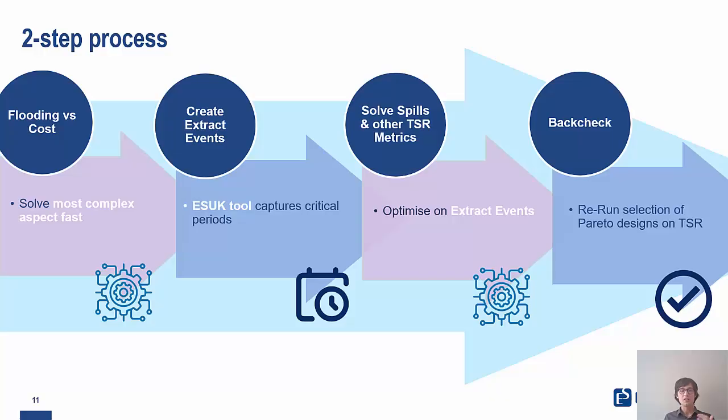Of course, the algorithms can learn from the full results from that first stage of optimization, which gives it a significant head start and minimizes the number of designs we need to run on the longer runtime designs which need the extract events as well as the design storms in that second phase. And then once we've done that, we can again run those final back checks as before.